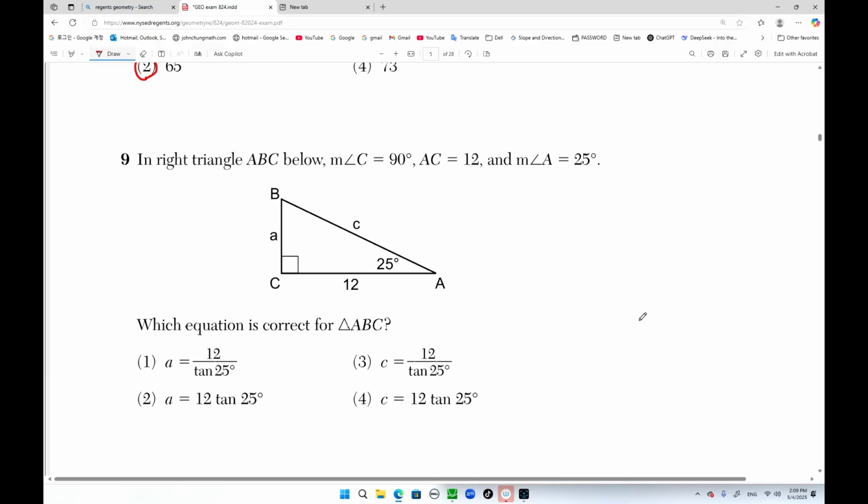Number 2, we have a right angle and an elevation angle, angle A is 25 degrees. We have a 12. What equation is correct for triangle ABC? When you take the tangent of 25, right? What is the tangent of 25? Opposite a over 12. Or a equals what? 12 times tangent 25, okay? Option 2 is exactly equivalent, okay?